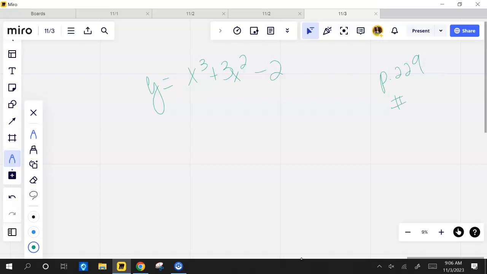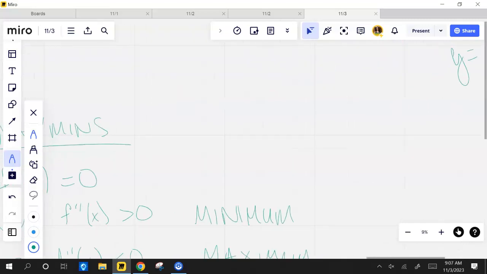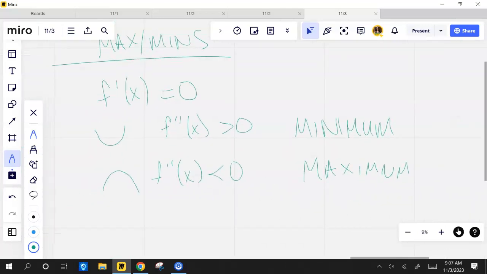Find all maxes and mins based on the sign of the second derivative, not on a sign analysis, but on the second derivative test. Remember, if the second derivative is positive and concave up, then you found a minimum. So find everywhere the first derivative equals 0 and then test the second derivative at that point.